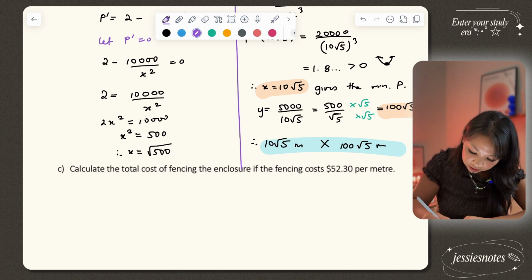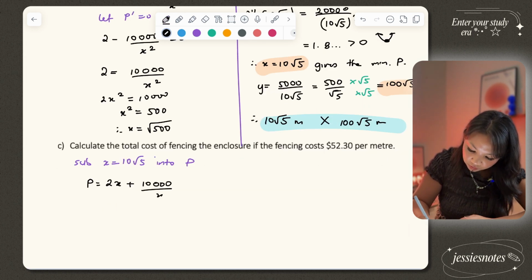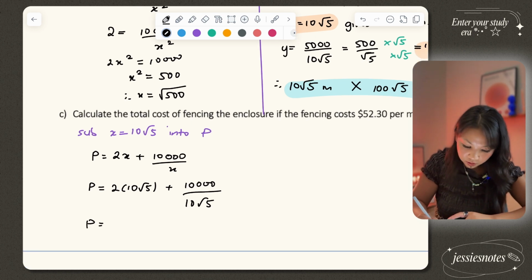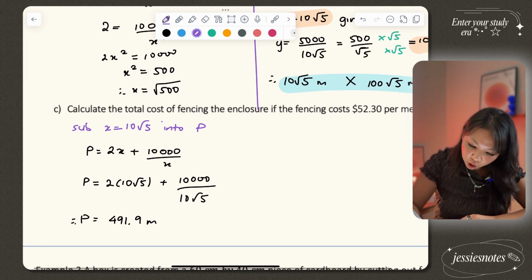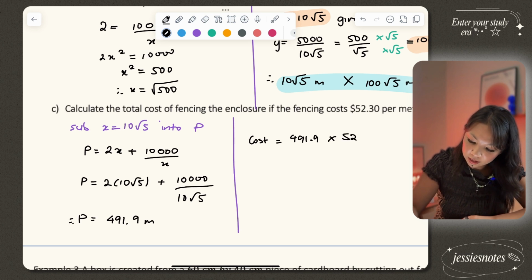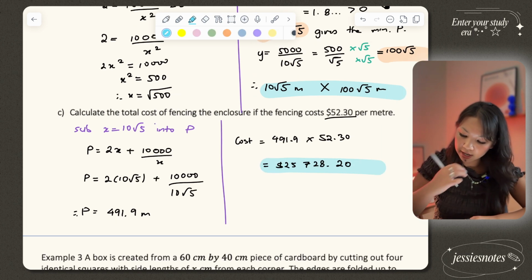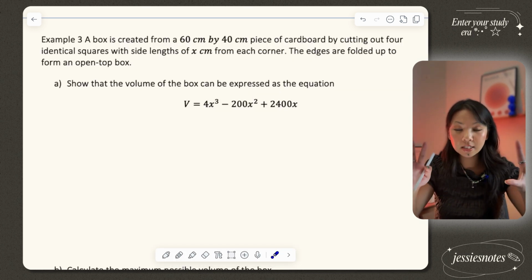So first, let's substitute x equals 10 root 5 into P. P is equal to 2x plus 10,000 over x. So we get P is equal to 2 times 10 root 5 plus 10,000 over 10 root 5. That's going to give us 491.9 meters. And then now if I want the cost of fencing, I'm just going to take that exact value on my calculator and multiply it by 52.30. Perfection. And that is going to be the total cost. Hurrah. Okay, next type of question you can get.